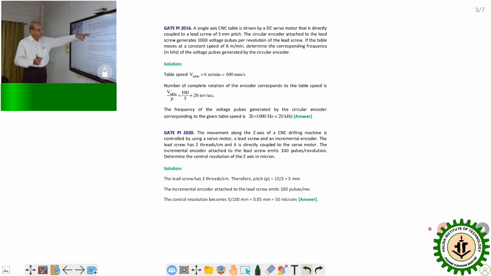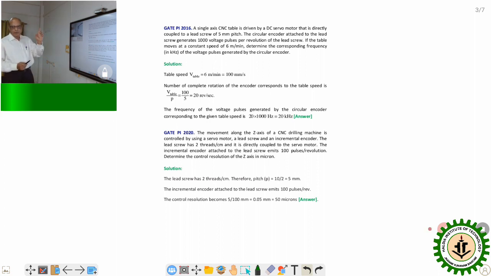The table speed is given as 6 meter per minute, which will be equal to 100 millimeter per second. So just convert 6 into 1000 by 60, that will yield 100 millimeter per second. Be careful, particularly in the GATE examination, in which unit you have to express your answer, that is usually given within the bracket. So it has to be expressed in kilohertz.